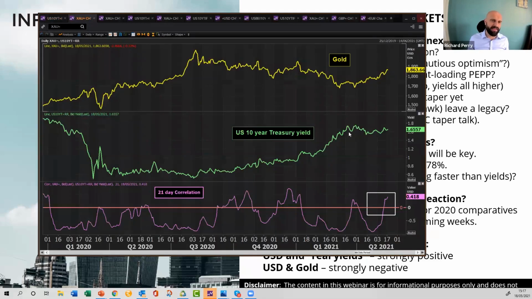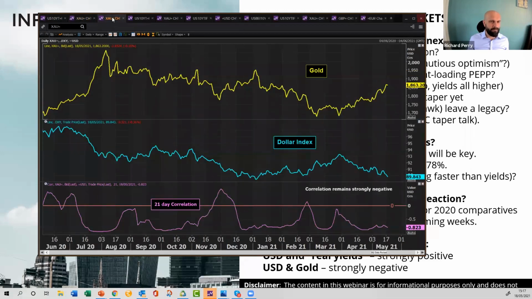But more interestingly, I think, is the gold correlations. This one here remains strongly negative. So when the dollar's falling, gold is rising. That is very much a traditional play on gold. When the dollar's falling, gold tends to be rising, and that certainly is and has been the case for months and months and months. Very strongly correlated negative. 0.8 negative is an extremely strong negative correlation between the dollar and gold.